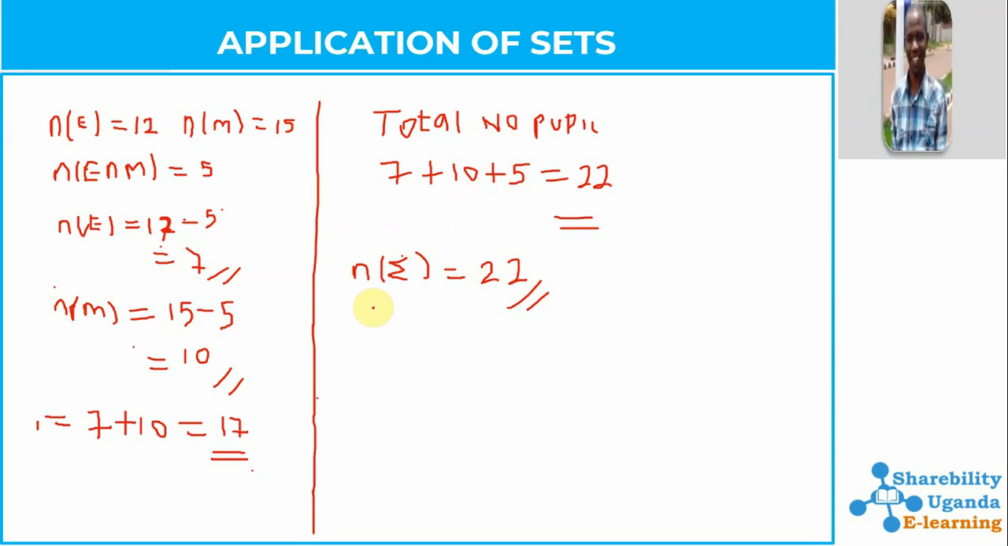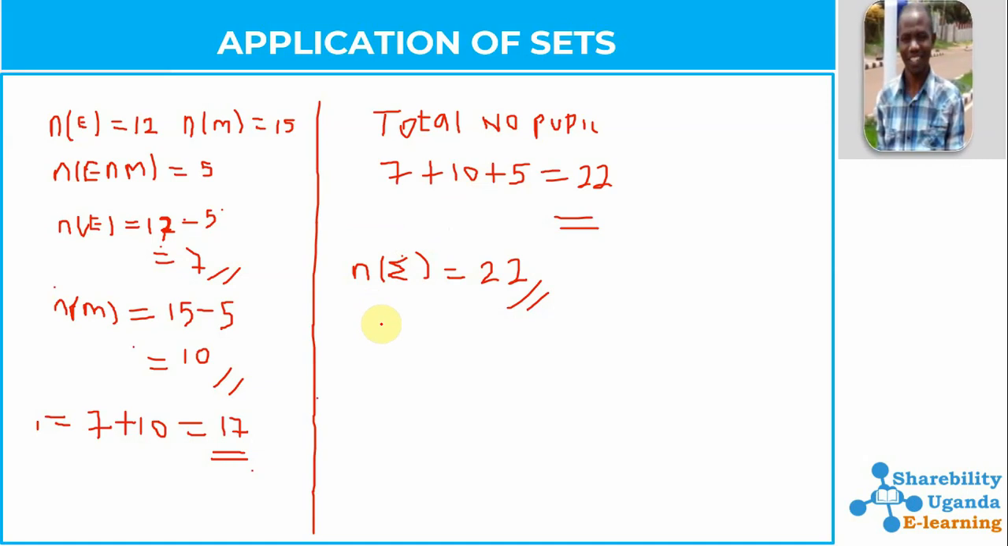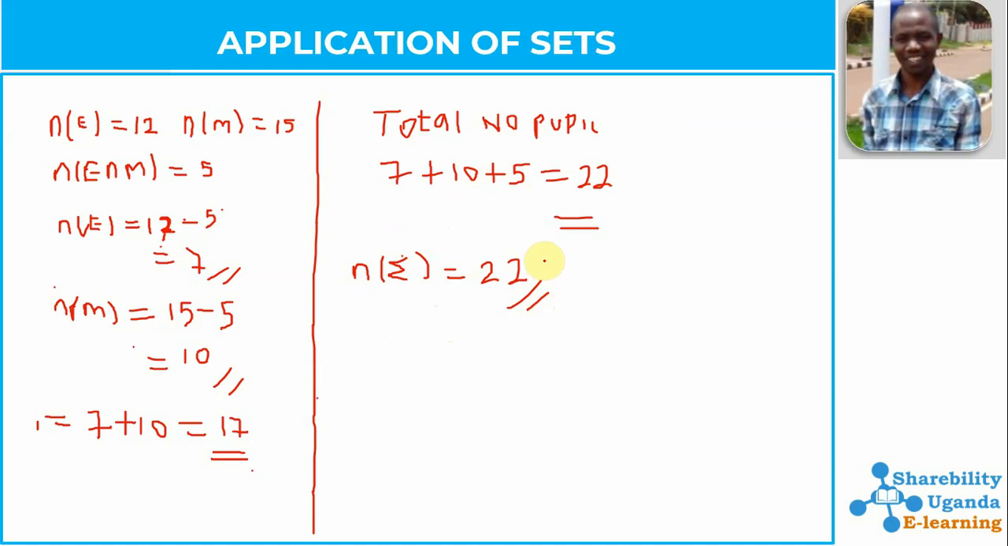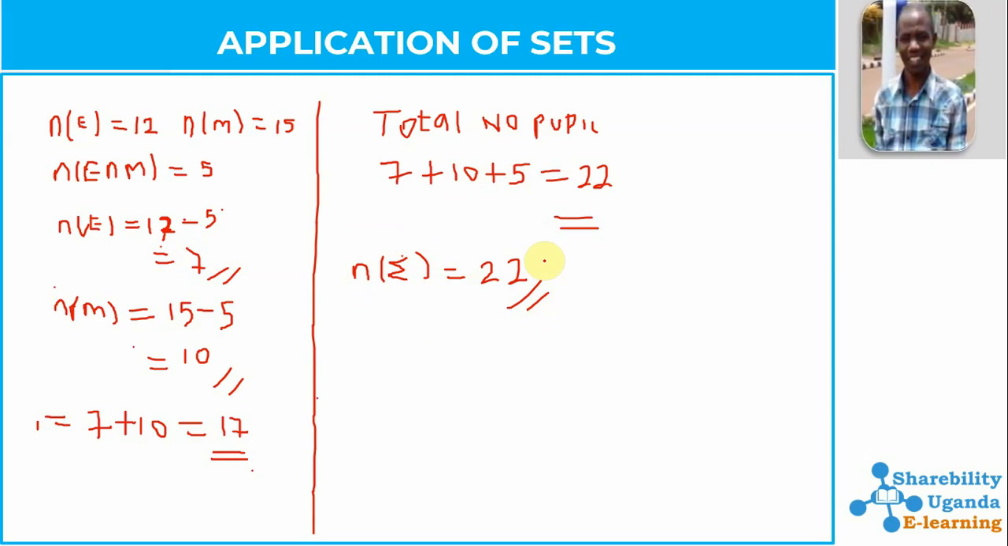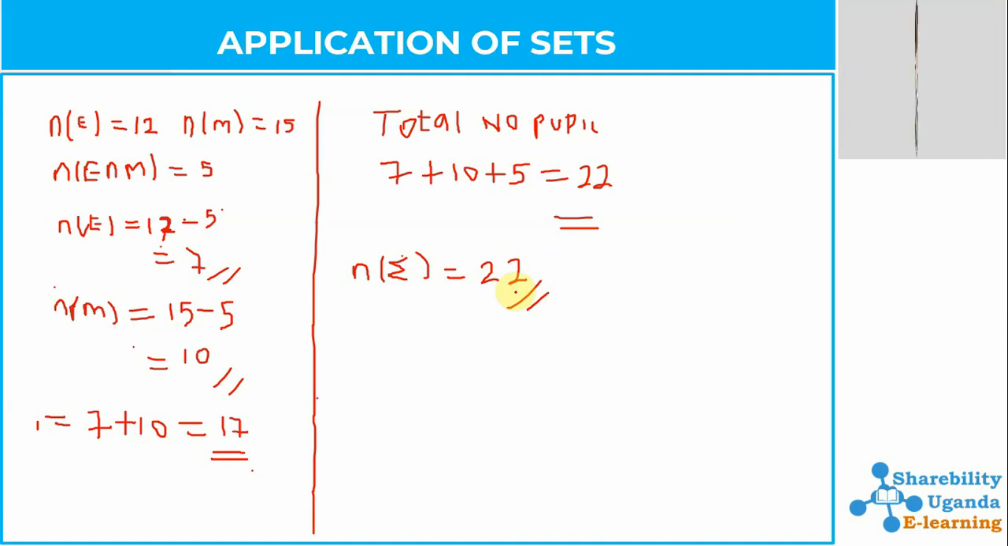All right, so that is how we can calculate if you are given a set and they want you to find out the total number of pupils within that class. That is the formula you can use. Also, when they tell you to find the total number of pupils who like only one subject, that means they want you to get the summation of the people in one set doing only one subject and the people in the other set doing only one subject, and you add them, they will give you the total number of pupils who are doing only one subject. So that is a recap of our question.